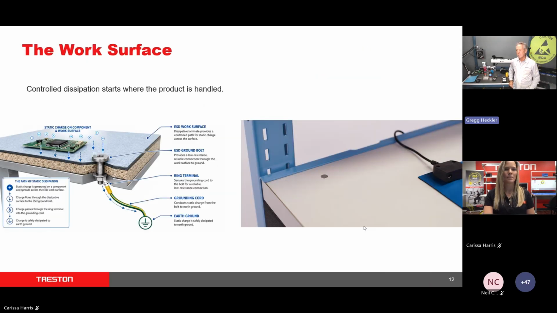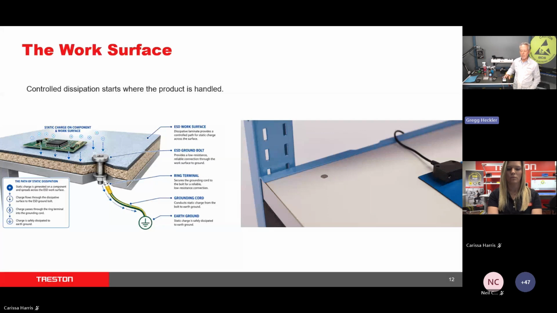So the work surface is where most people usually start. If you're building a bench, the first thing you're going to probably think about, right, is am I going to use laminate? Am I going to use a work surface mat? An ESD work surface provides a controlled path for static charges to dissipate safely. So it's not about draining the charge as fast as possible. You touched on that a little bit already, Greg. It's about controlling the path at a rate of dissipation in a way that protects sensitive components. If the workstation has a properly grounded ESD laminate surface, the work surface itself is part of the ESD system.